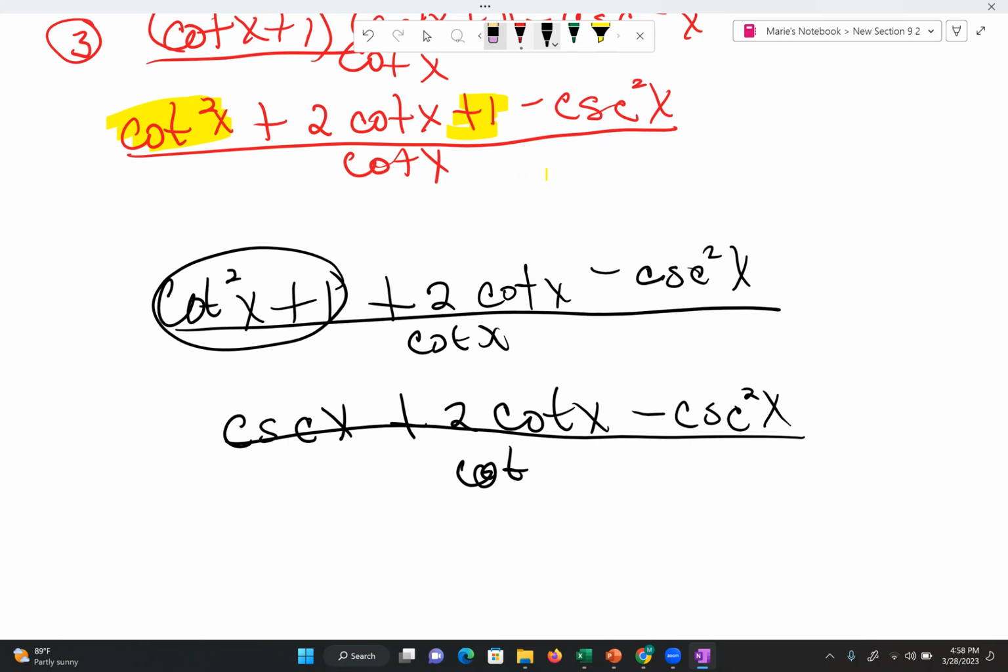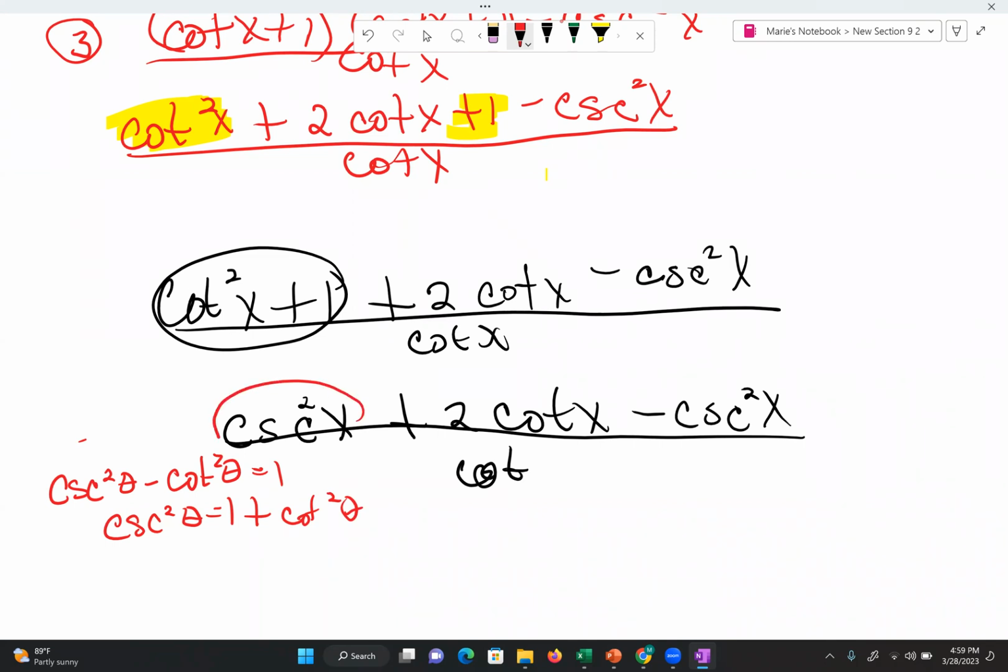If you remember, this is cosecant squared as well. If you remember the identity, and this is what I want to bring to your attention, cosecant squared theta minus cotan squared theta equals 1. So if I manipulate it, I'll get cosecant squared theta is equal to 1 plus cotan squared theta. All right.